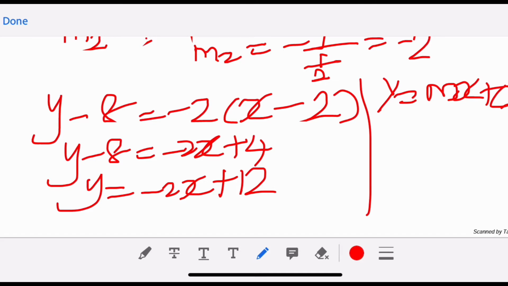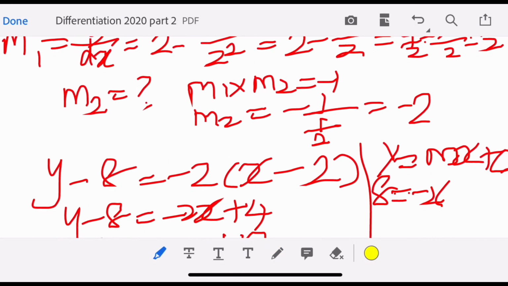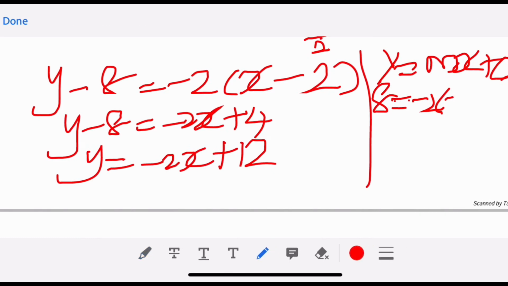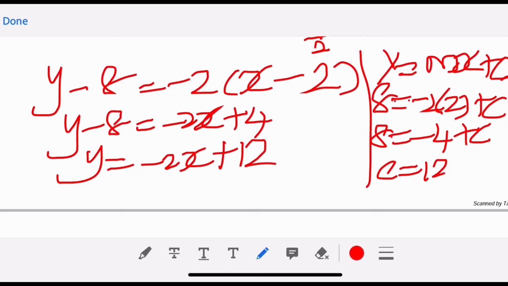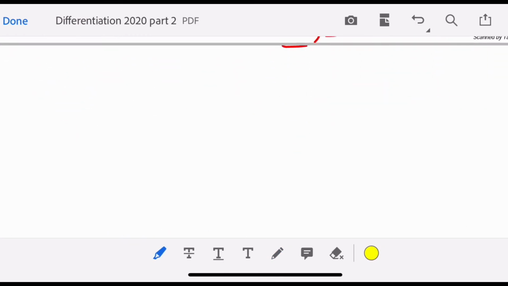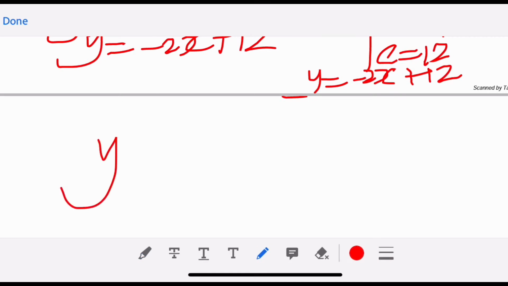But if you use the method y equal to mx plus c, no problem. You can just substitute the point carefully and then you find your c. And you'll get your c is the same, 12. So after that, you don't forget to write in equation form. Your c is 8 plus 4, so you will get c equal to 12 also, right? Now you have to rewrite again your y equal to -2x plus 12. It's the same. I think you have no problem, right? Your math is good. So this is the equation of normal.